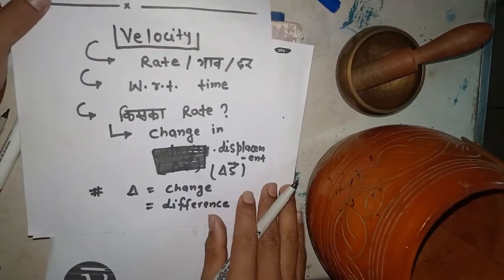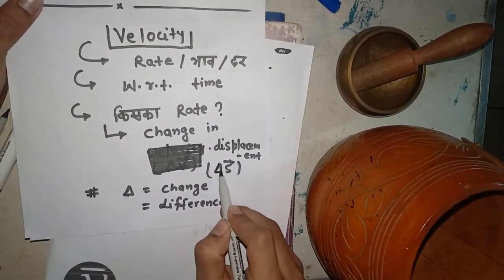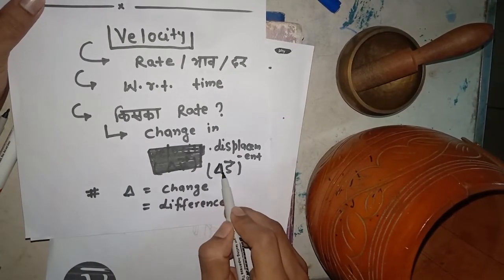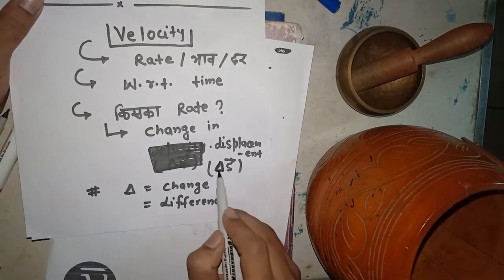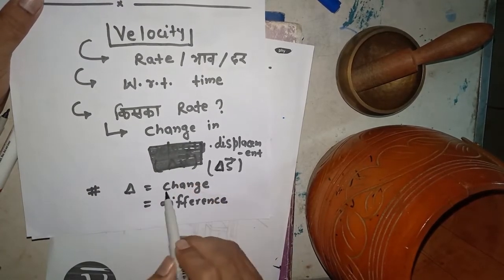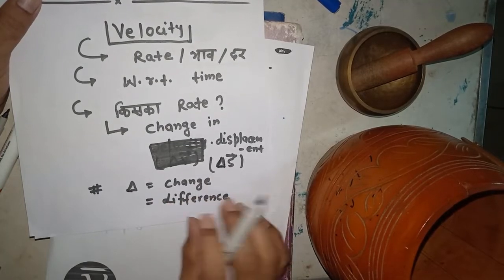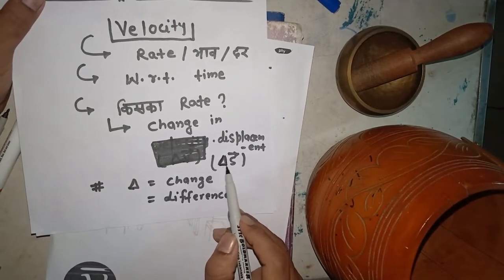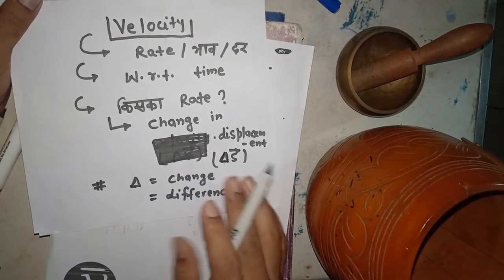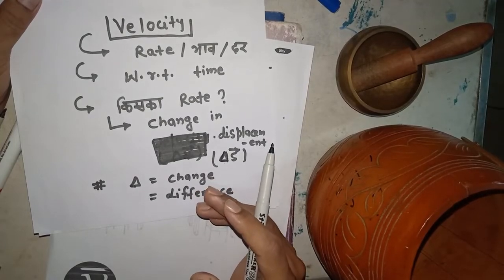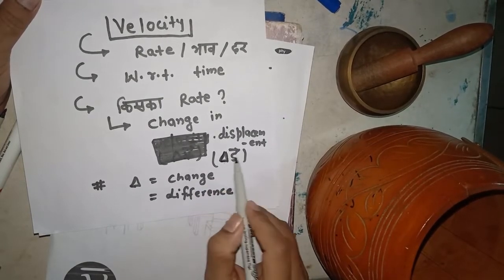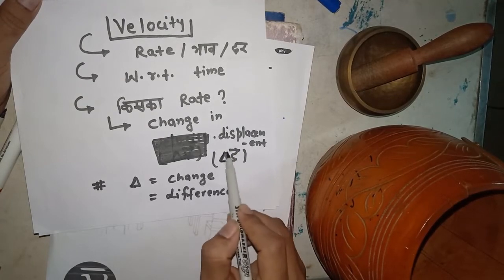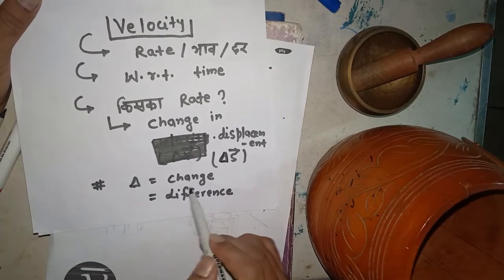So here I write a symbol. This is delta, which is a letter of the Greek alphabet. Delta S means change, difference, or subtraction between two displacements. Here I am taking delta as a vector, but in your class, direction does not matter anymore, so in general we don't mention the vector sign. So delta means change or difference or subtraction.